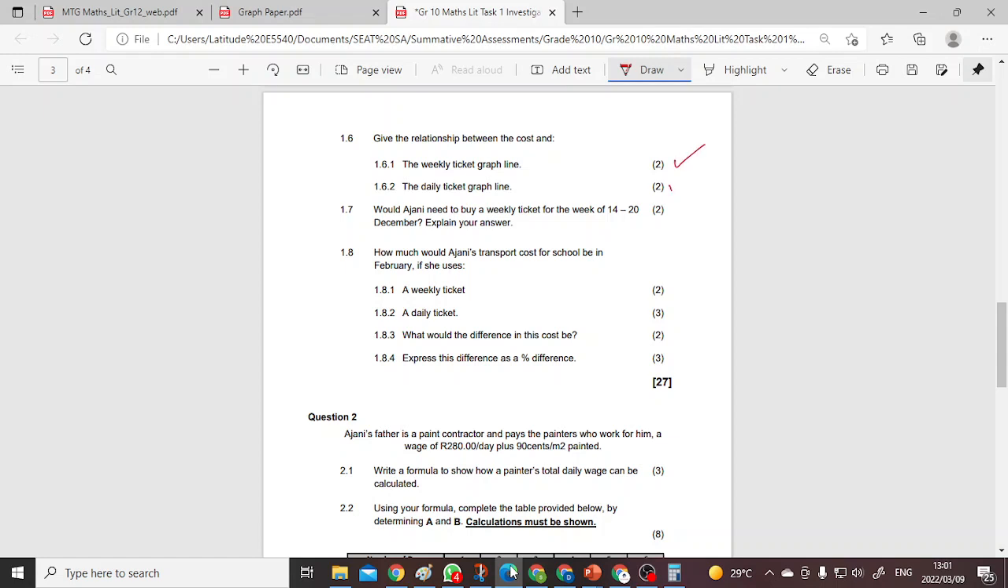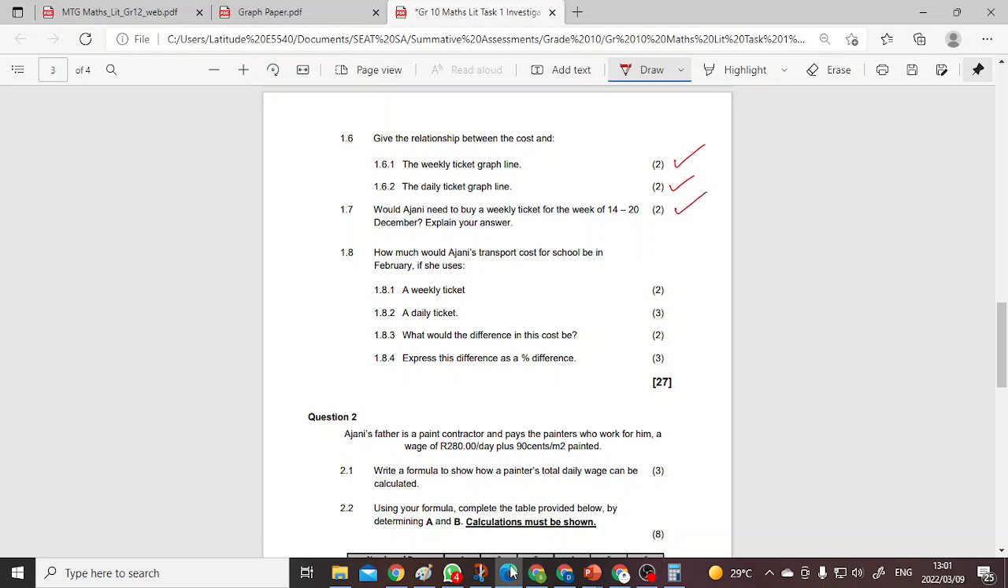So now I've shown you those two as well. Now, would Ajani need to buy a weekly ticket for the week of the 14th to the 20th of December? Again, you're a student. Think about the 14th to the 20th of December. What happens during that time? Don't answer me, but you know where you are. Do you still come to school or are you on holiday? And therefore, if that is the case, then why would I need to buy a weekly ticket, or a daily ticket? So that is the question there.